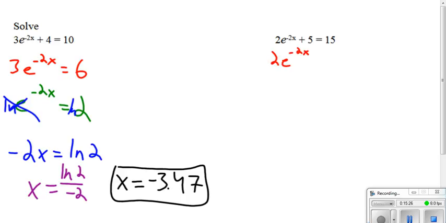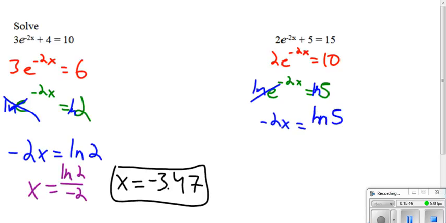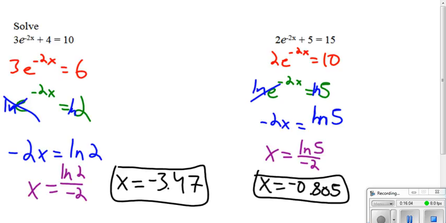2e to the negative 2x equals 10. Divide both sides by 2, and we would get e to the negative 2x equals 5. Take the ln of both sides, cancels out. Negative 2x equals ln of 5. Divide both sides by negative 2, x equals ln 5 over negative 2. And so on our calculators, that would show that x equals negative 0.805. Nice and easy.